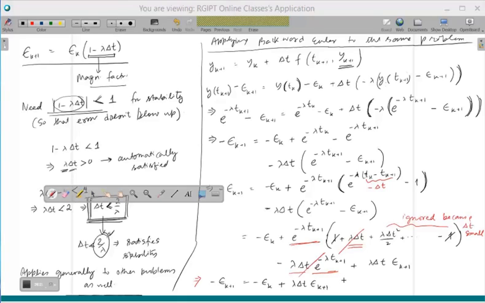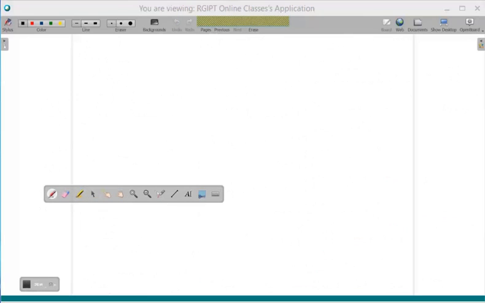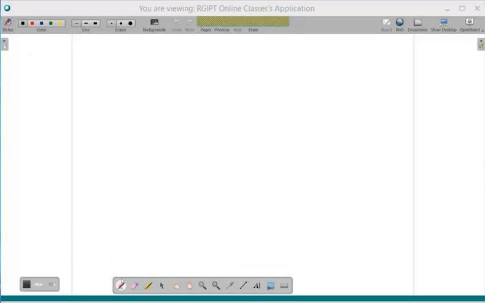Okay. All right. So I can basically take epsilon k plus 1 on this side, and that will give me epsilon k is equal to epsilon k plus 1 times 1 plus lambda delta t. Correct? Yeah. Therefore, that will give me epsilon k plus 1 is going to be equal to epsilon k divided by 1 plus lambda delta t.